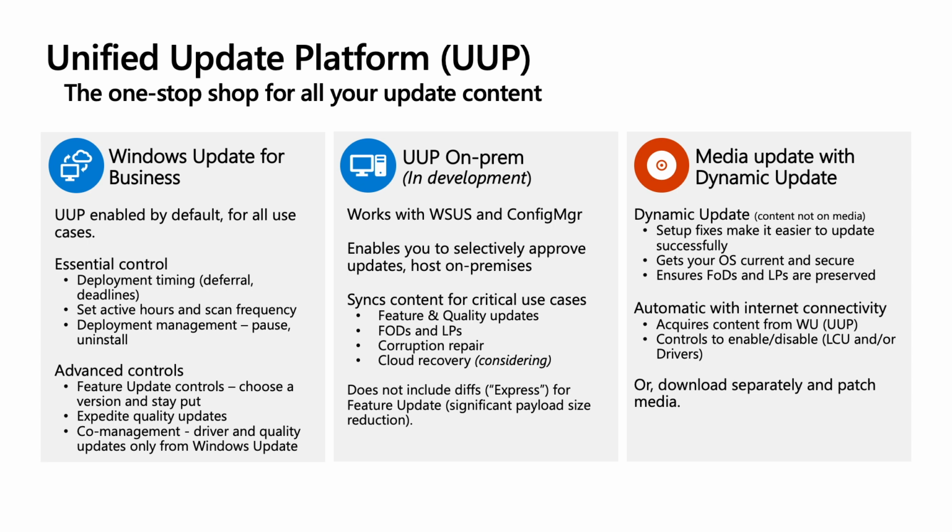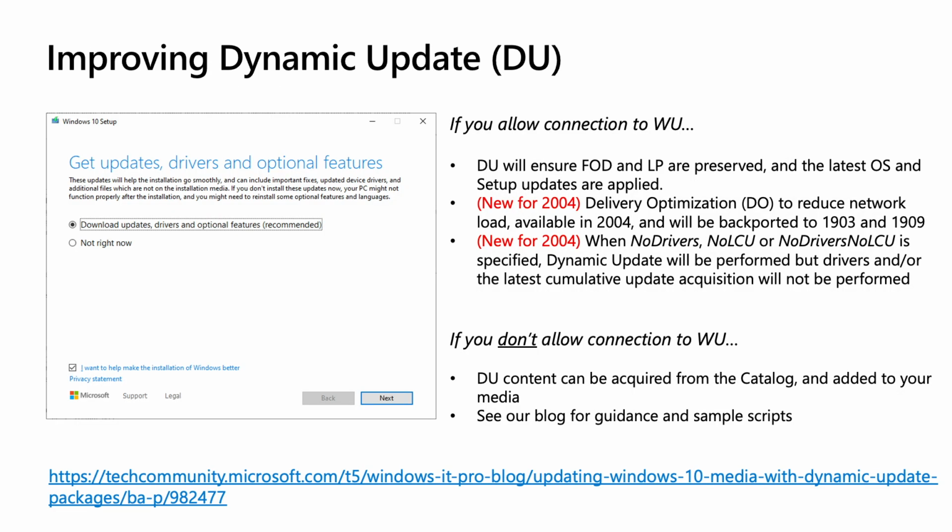Lastly, contrast UUP-based updates to media-based updates. Optional content, for example, is not on the media. Language FOD resources ship via separate media. Dynamic Update, however, is enabled by default and will acquire content from Windows Update. Speaking of Dynamic Update, with 2004, we've added support for delivery optimization of DU content and will be backporting to 1903 and 1909. We've also included additional dynamic update options to control which subset of content to acquire.